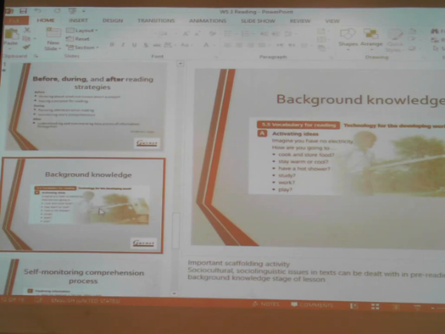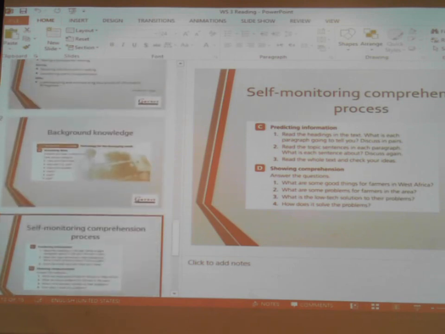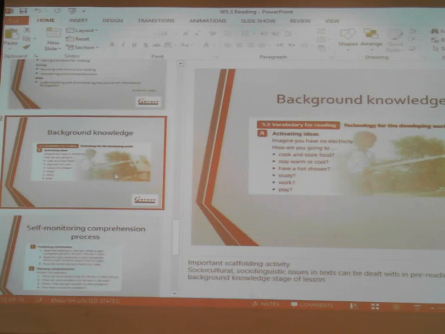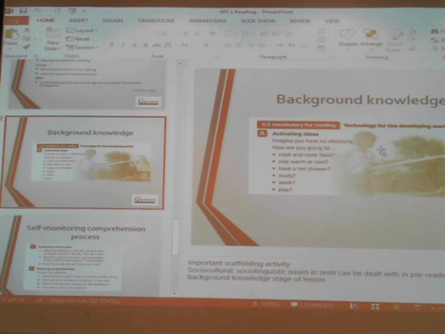This is a typical activity taken from a general English course, alright? Again, this is another activity. No, it's not from New Headway. It's from our Garnet. Okay? Technology for developing word. One important thing is the brainstorming.